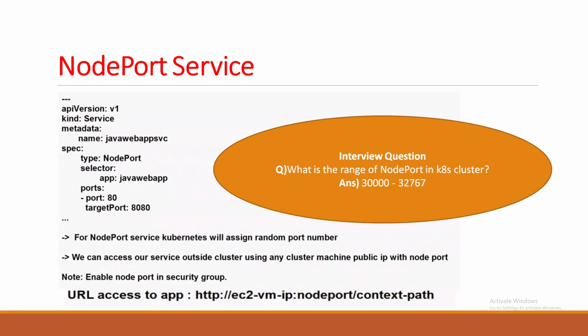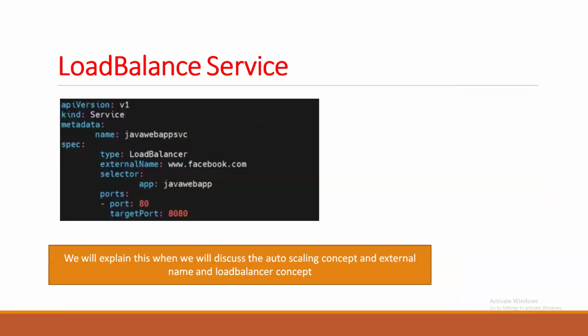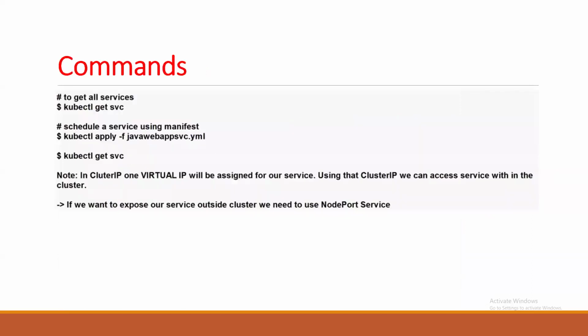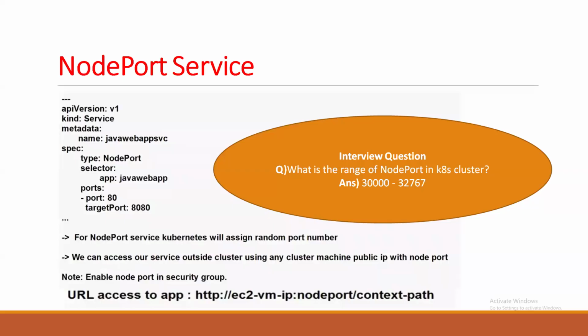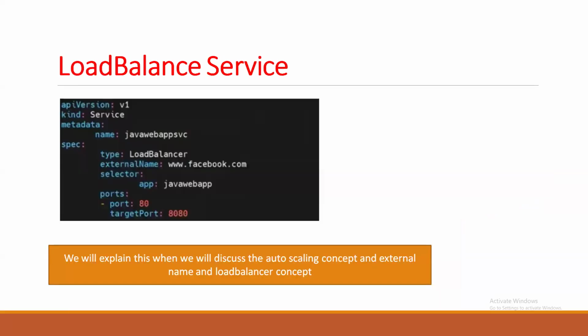For the NodePort service, Kubernetes will assign a random port number. So we can access our service outside the cluster using any cluster machine's public IP with the NodePort, after enabling the NodePort in the security group. You can use the load balancer also. So the service types are the ClusterIP service, the NodePort service, and the LoadBalancer service. We will explain this when we discuss the autoscaling concept and the ExternalName and load balancer concepts, guys.